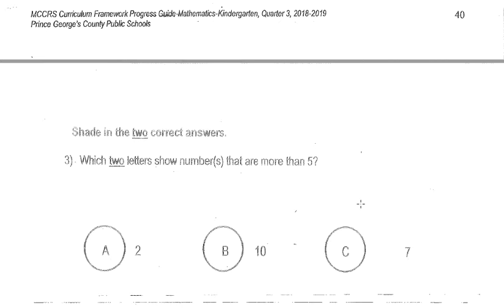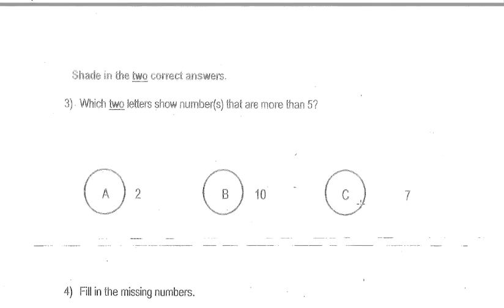Now on the back of your paper, you'll see number 3. Number 3, shade in 2 correct answers. So you have 2 to choose from that are correct. Which 2 show numbers that are more than 5? Is it A, the number 2 is more than 5, B, the number 10 is more than 5, or C, the number 7 is more than 5? Keep in mind you're going to have 2 answers that are more than 5.